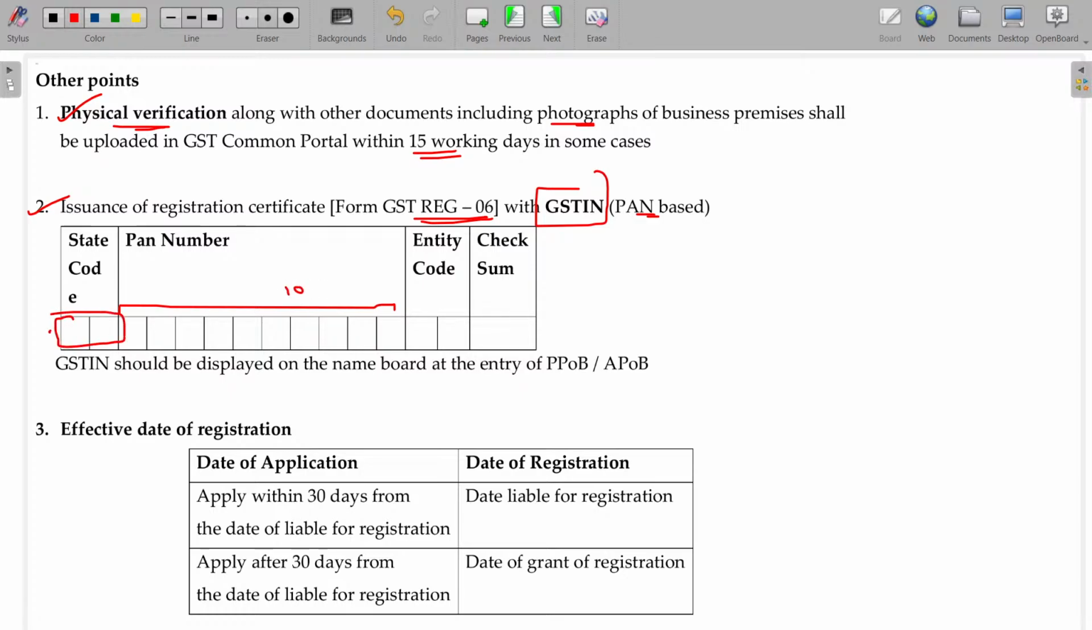This will include the 10-character PAN number. In front, you have 2 digits for the state code, Tamil Nadu TN for example, and another code for the entity, whether it's a partnership firm or sole proprietor. The last one is a cross-verification checksum. The GST number should be displayed on the name board at the entry of the principal place of business as well as the additional place of business. This REG 6 form, you have to take a printout and display it in your place of business. And the effective date of registration we have already completed.